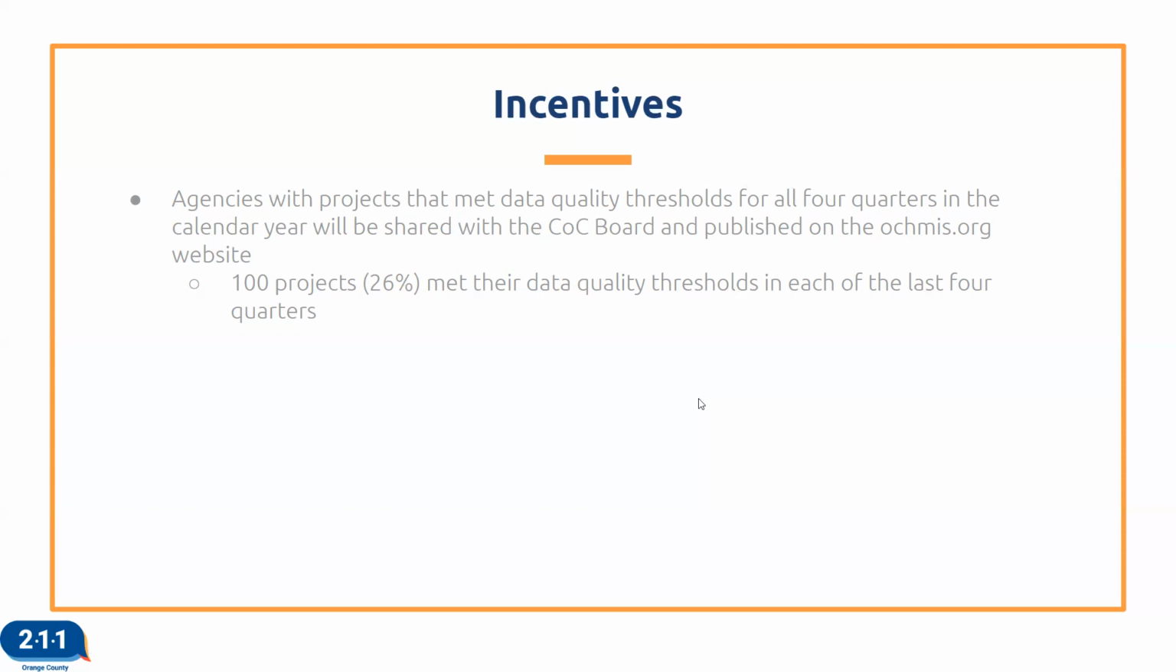And I looked at our last 4 quarters of published data to get a sense of what that would look like. And 100 projects, which is about 26% of the projects in HMIS, met their data quality thresholds for each of the last 4 quarters. So that's great. A quarter of our projects are meeting all the thresholds on a regular basis. We're hoping to get that number higher, obviously, as we roll this out and work with the agencies more on their data quality.